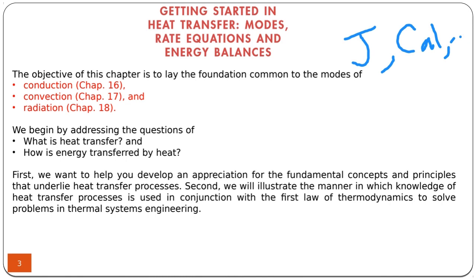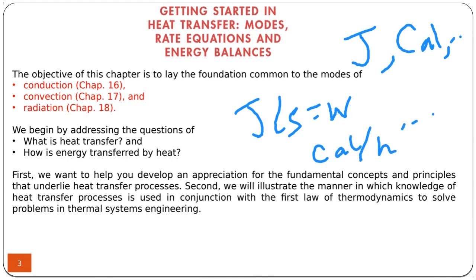What's the rate of energy? By rate we mean energy per unit time. So joules per second, calories per hour, and so forth. So when we talk about heat transfer, we know that we are dealing with rates of energy, or energy per unit time. There are three modes of heat transfer. One of them is conduction, the other is convection, and the third one is radiation.